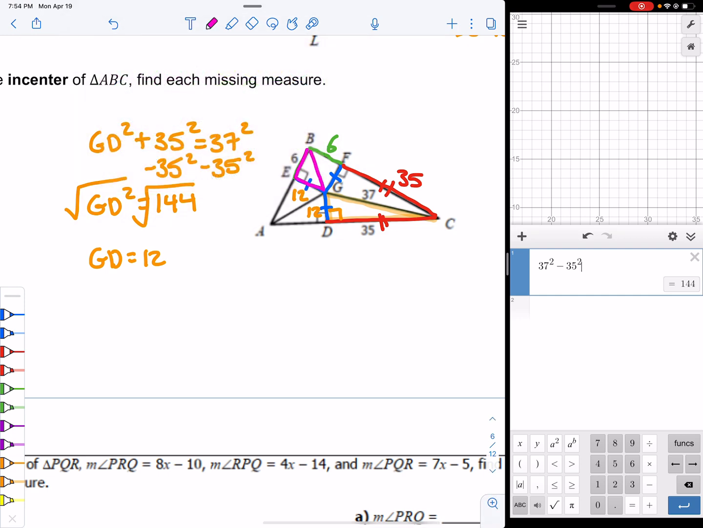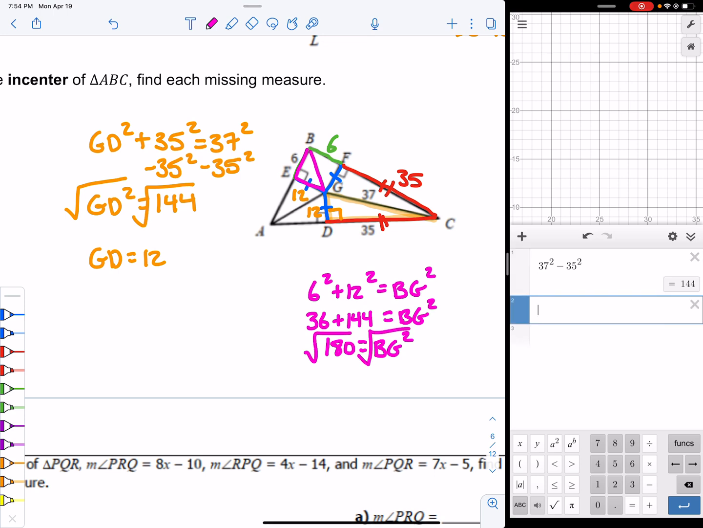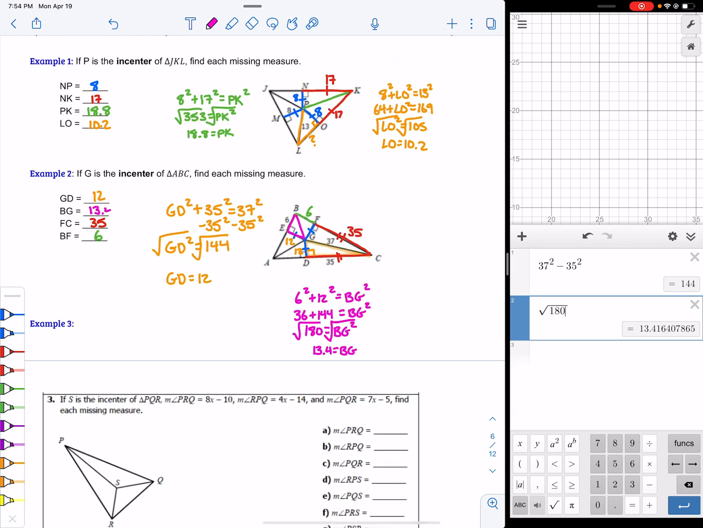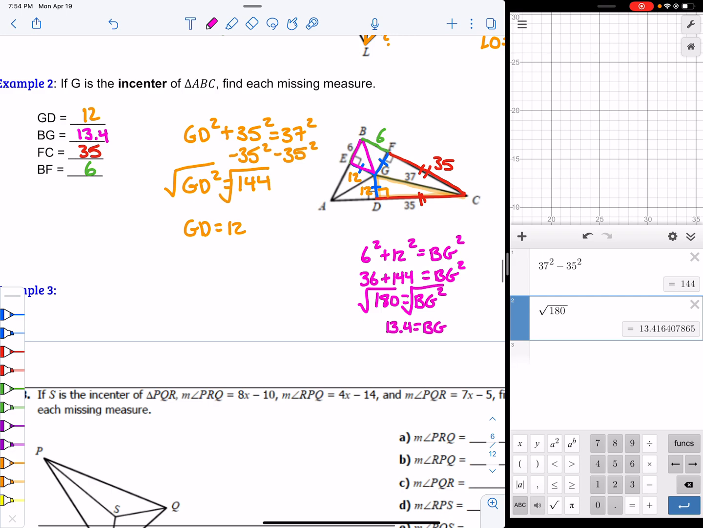I'm just going to draw that little triangle in pink to keep it separate from the other one. So let's say 6 squared plus 12 squared equals BG, which is the hypotenuse squared. So 6 squared is 36. 12 squared is 144. So that would give us 180 equals BG squared. So we just got to take the square root of 180. And we get 13.4. So about 13.4 is the length of that last segment they were asking us about. So let's write that over there. And now we have everything we need for example 2.